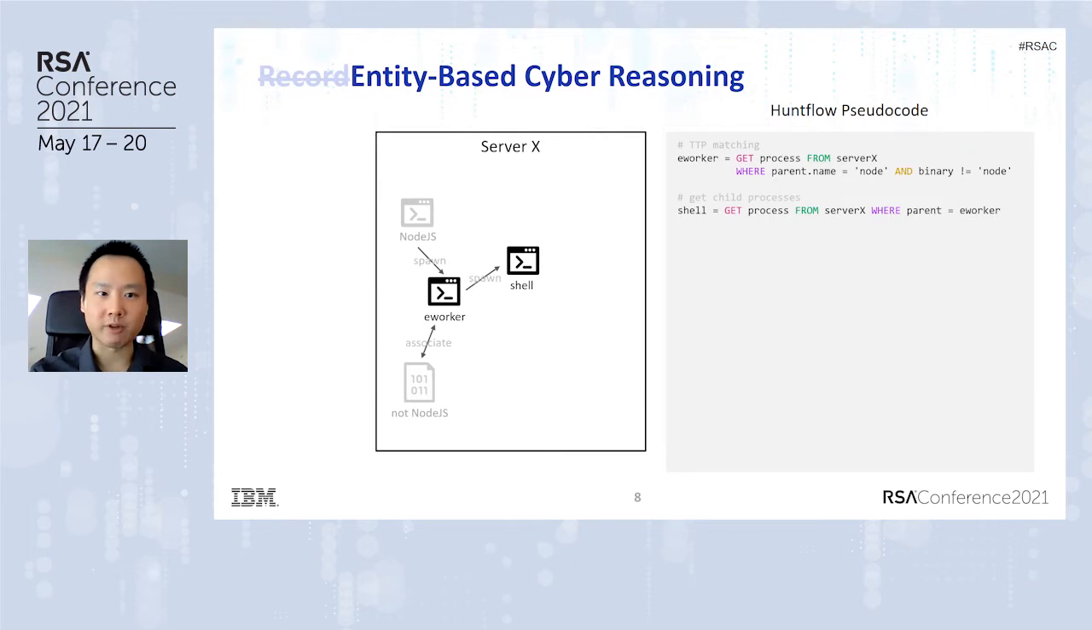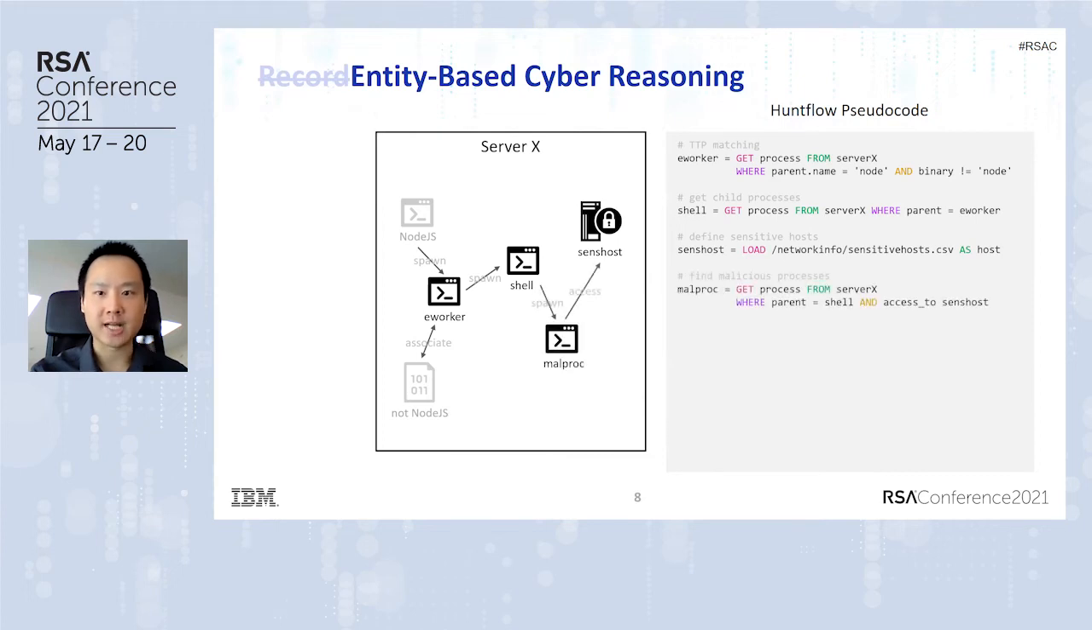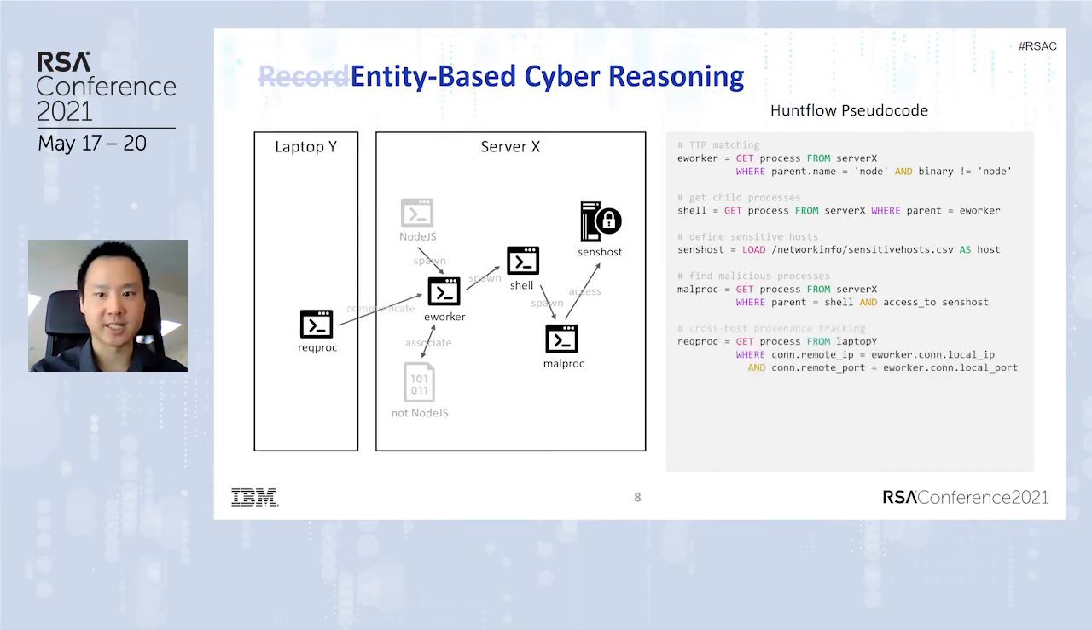Can we load a list of IP addresses into the variable sense host as host entities? Yes. Can we search for any process forked from shell and connected to any sense host? Sure. Can we even get process entities from another endpoint that connects to any exploited process in eWorker? We can. Lastly, can we trace back to the root cause of this attack? Here it is.